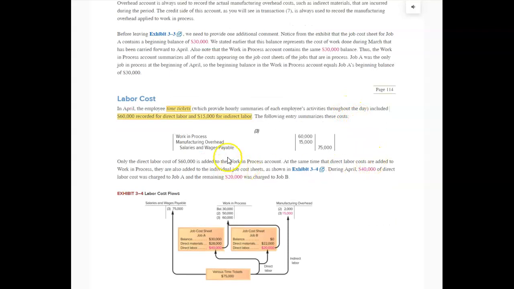Now for labor. Again, we use time tickets to see which of our employees out in the factory floor worked on which jobs and what they were working on. So it looks like for April, when you accumulated all the time tickets, you had $60,000 for direct labor. That means employees worked on the product directly. They were on the assembly line working on the product, and that labor was valued at $60,000. We also had $15,000 for indirect labor.